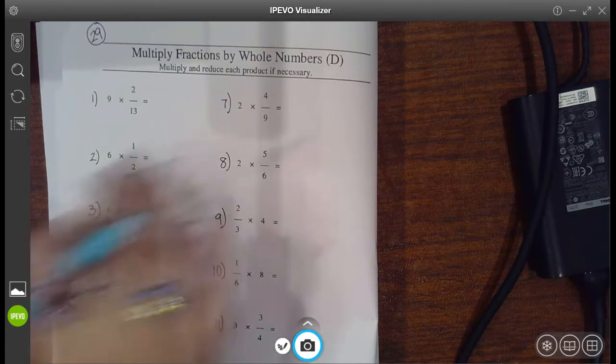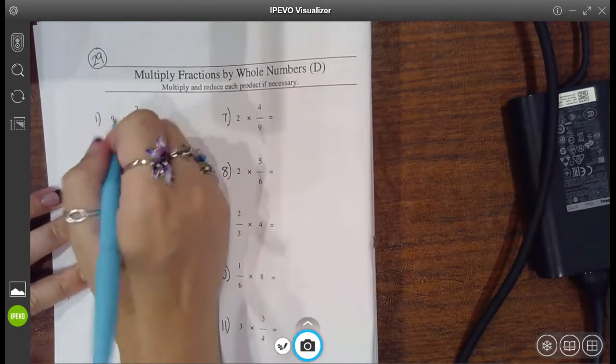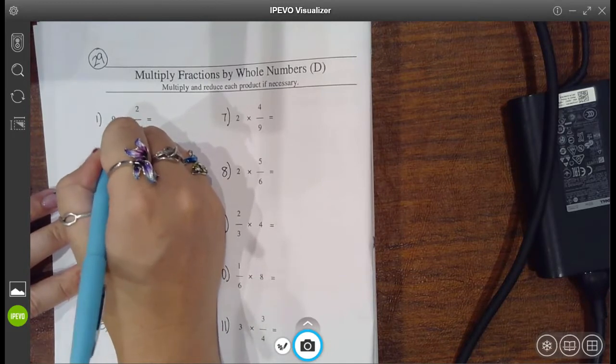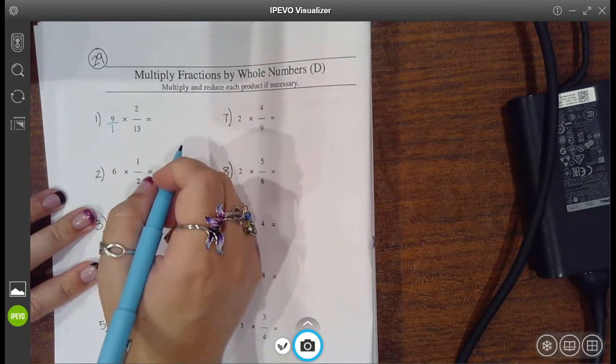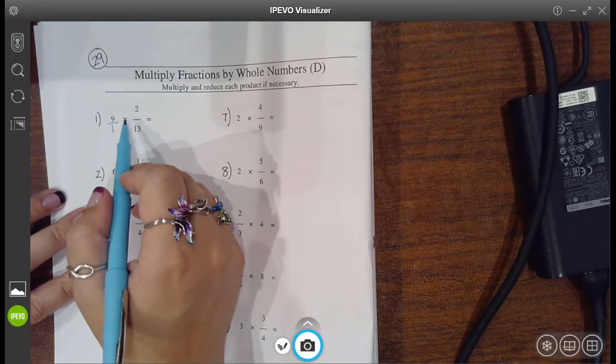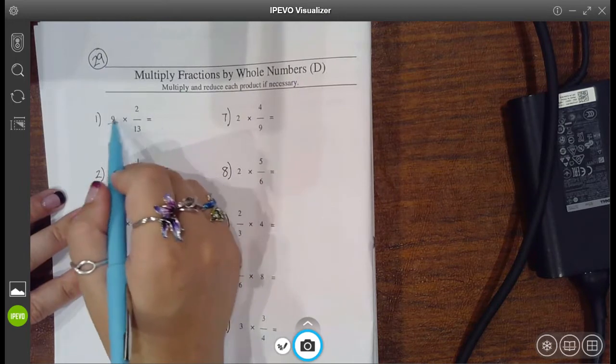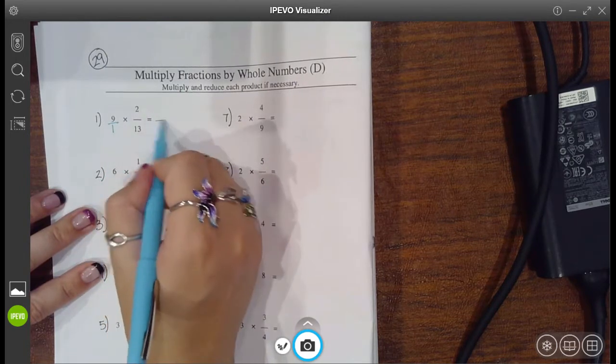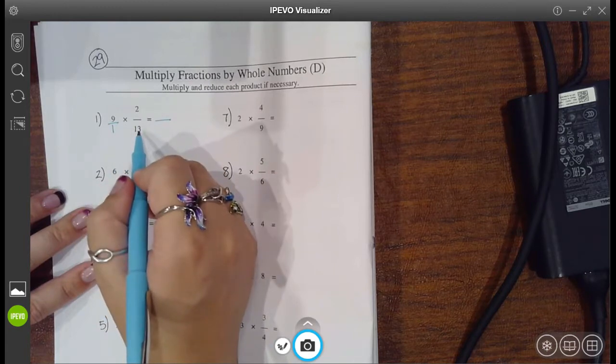Today I'm going to help you get started on your homework of multiplying fractions by whole numbers. Okay, so first of all, whenever you have a whole number, to make it a fraction, you just put it over 1. And when you multiply fractions, you multiply straight across, right? So 9 times 2 would go on top, and 1 times 13 would go on the bottom.